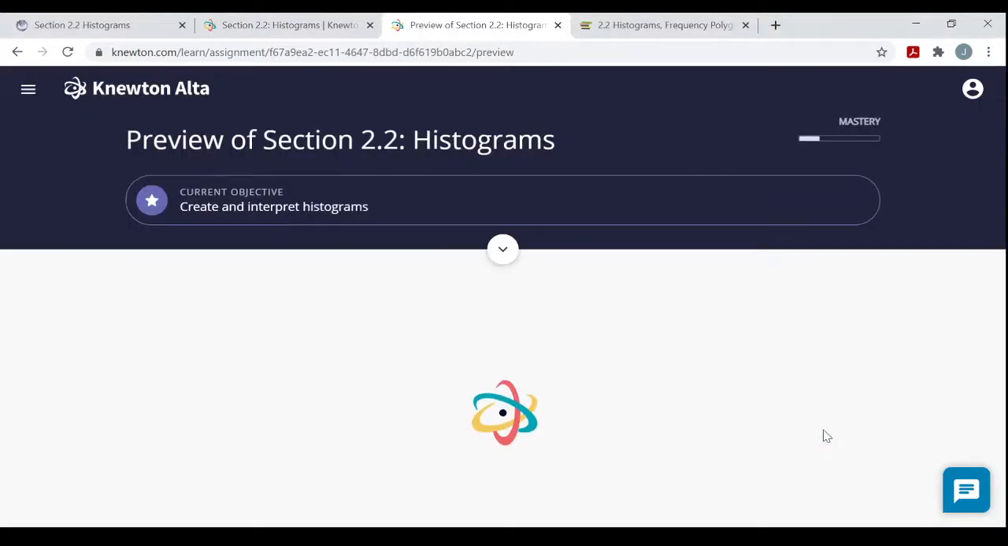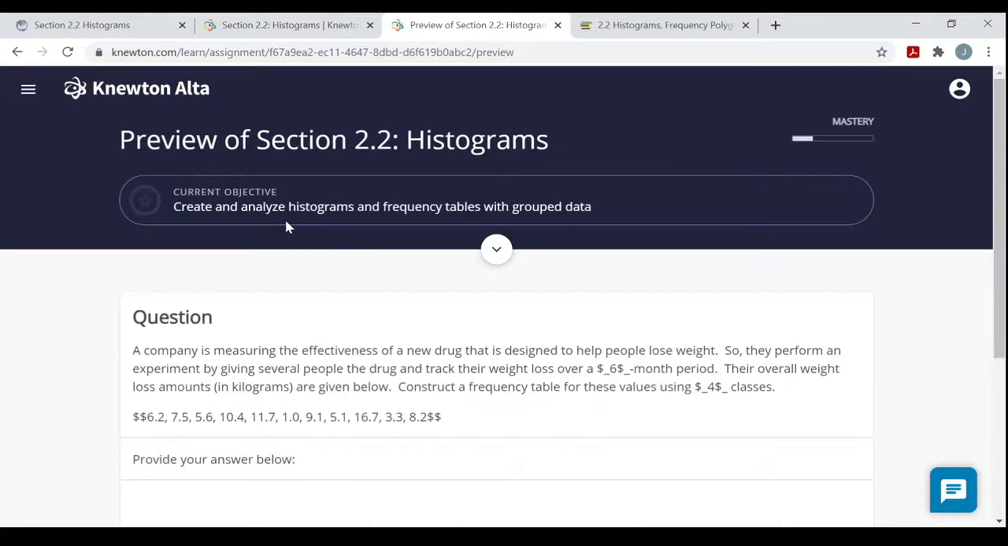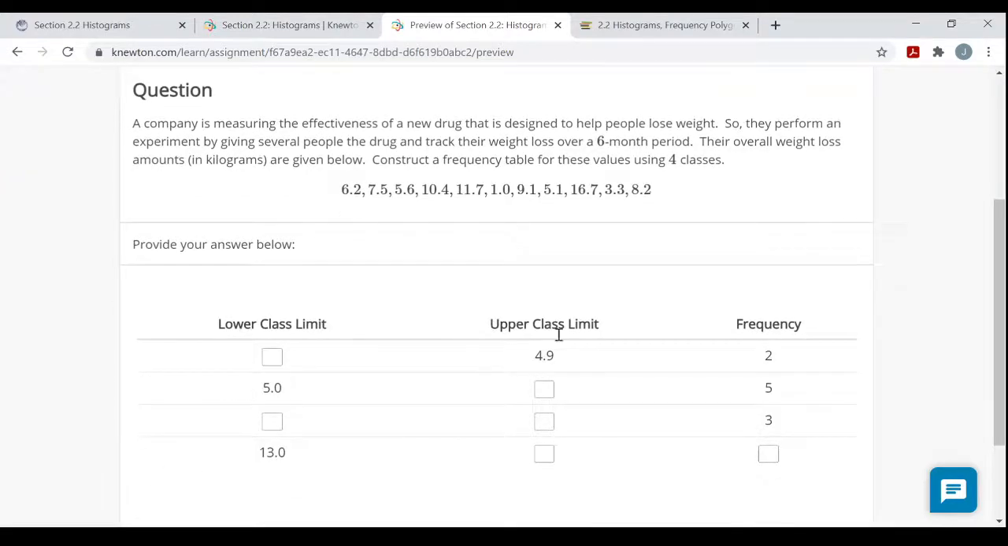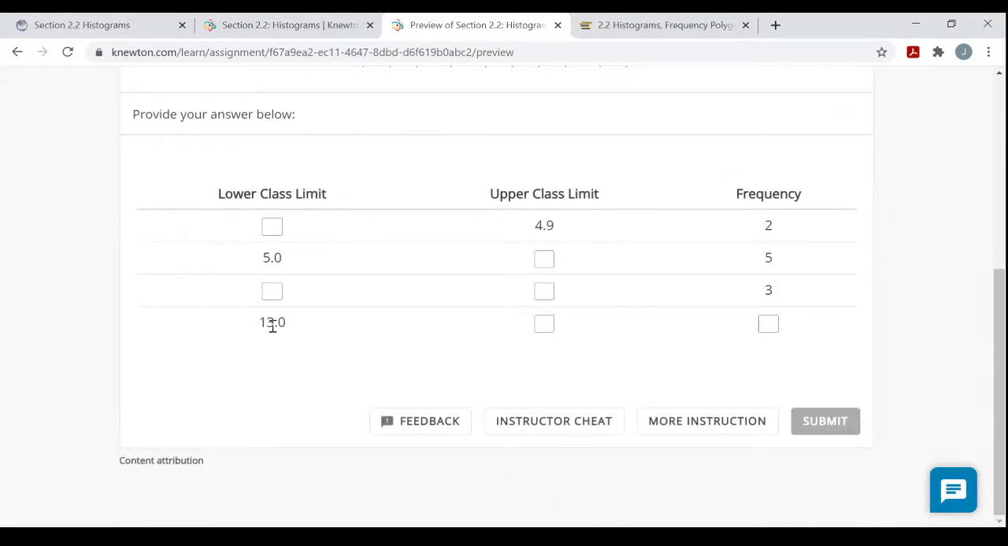All right, so I finished that create and interpret histograms. Now I'm on a new objective, right? Create and analyze histograms and frequency tables with grouped data. So this is where you're going to make your own table, like that last grouped table that we saw. We're going to make that ourselves with lower class limits and upper class limits, and then the frequencies or relative frequencies. So again, you fill in the lower class limits, the upper class limits, and frequencies. So how do I figure these out?